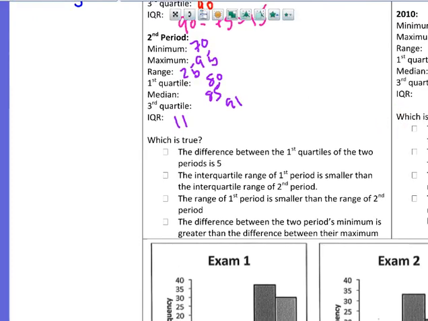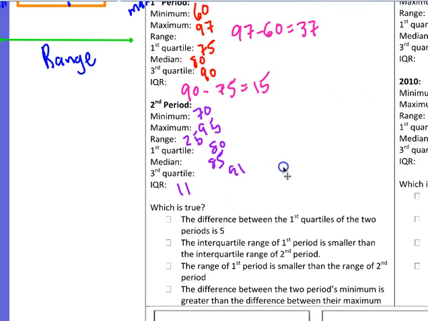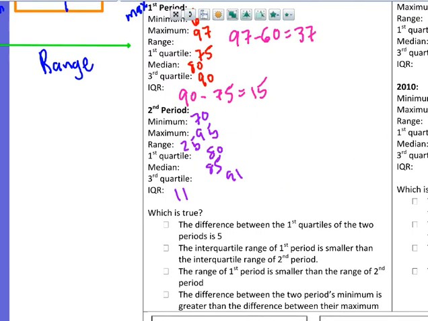Which of these is true? The difference between the first quartiles of the two periods is 5. So now we're going to start comparing first period to second period. So I'm comparing the first quartile, the difference between the first quartiles, 75 and 80. What is the difference between this quartile and that quartile? Well, that difference is 5, the difference between 75 and 80.